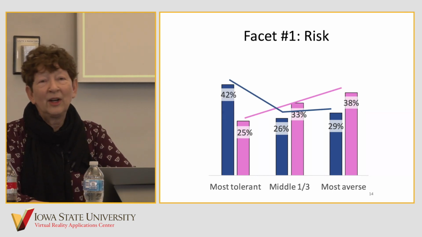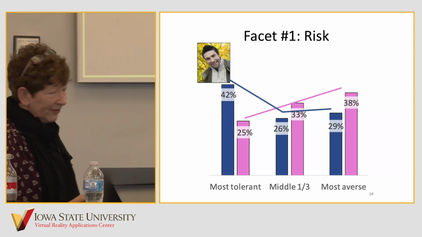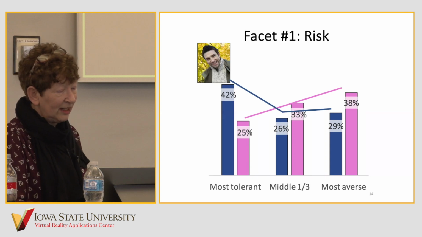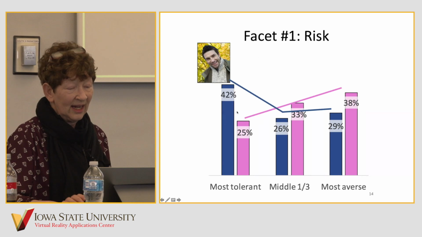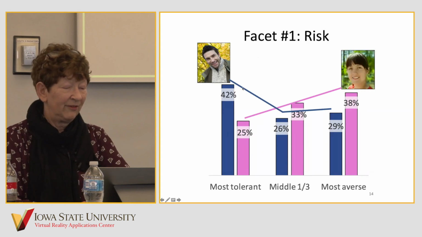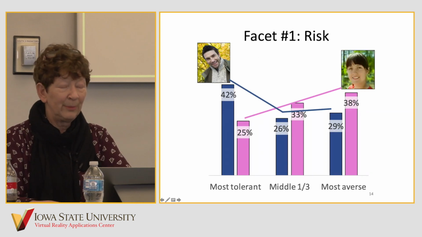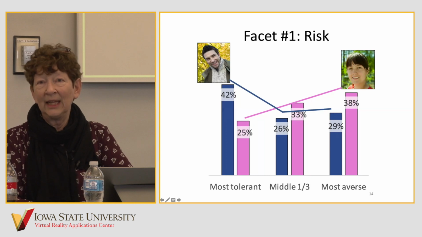So the job of our Tim persona is to look out for the interests of all of these risk-tolerant people, regardless of what gender they might be. And the job of Abby is to look out for the interests of all of these risk-averse people, and the Pats pick up the middle.